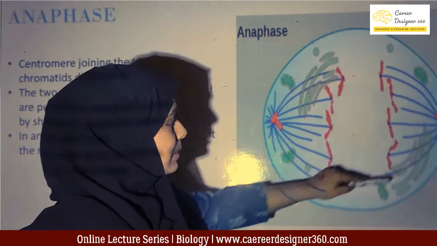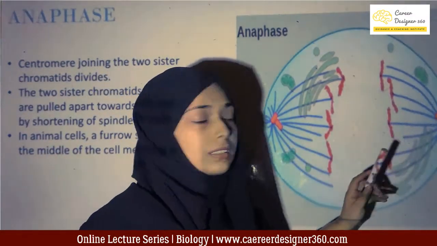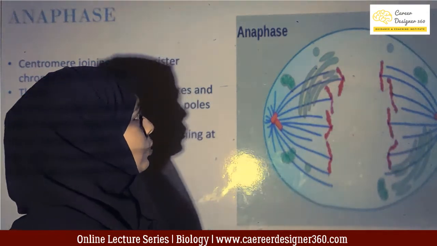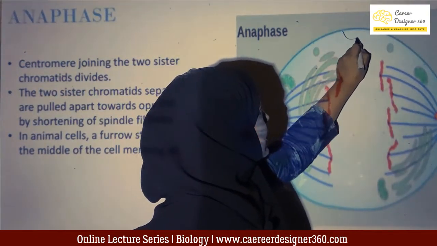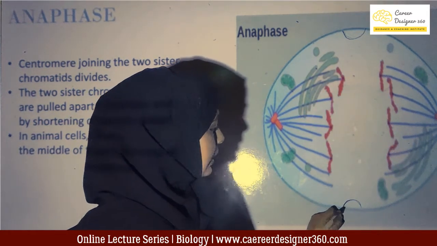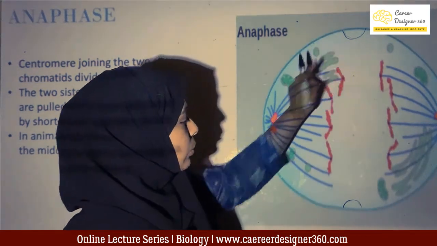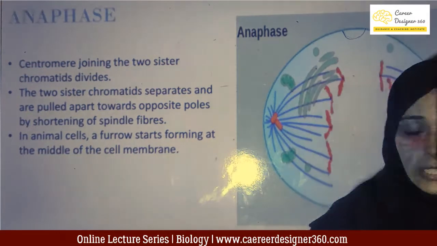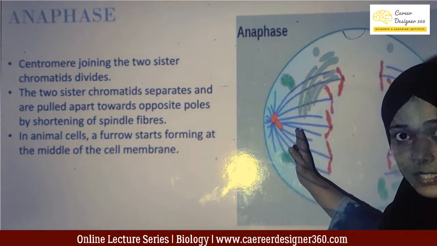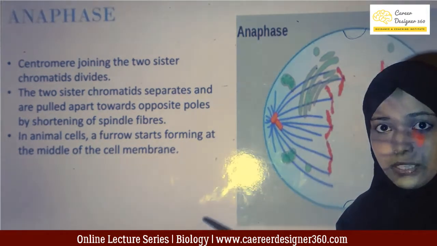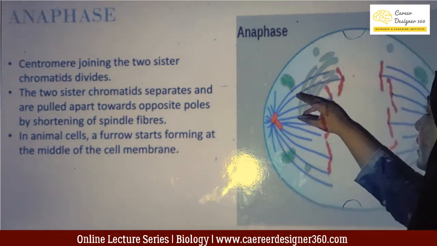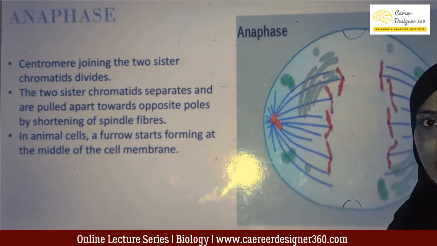Okay, so in animal cell there is no cell wall as such, there is only a cell membrane. So during anaphase, a furrow like this starts forming at both the ends of the cell. So this is the key event that happens during anaphase: the spindle fibers start shortening, the two sister chromatids start separating out, and in animal cell a furrow formation begins.